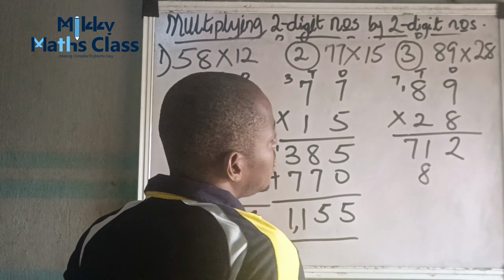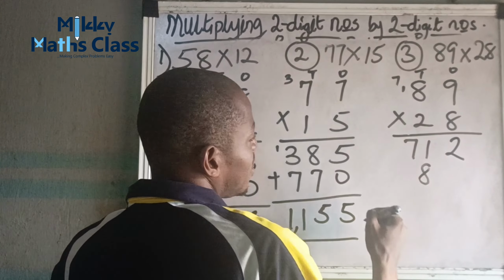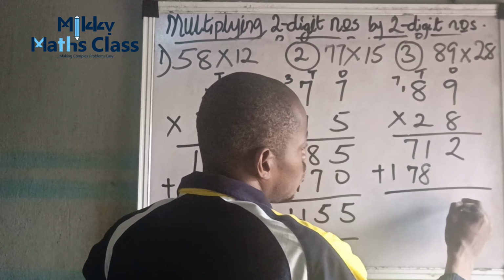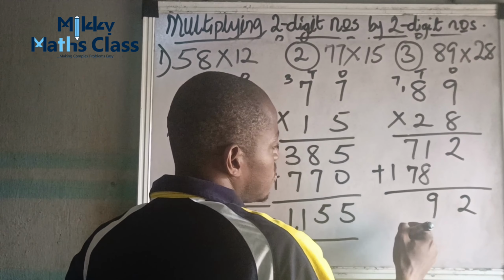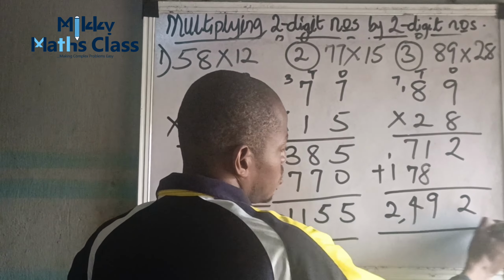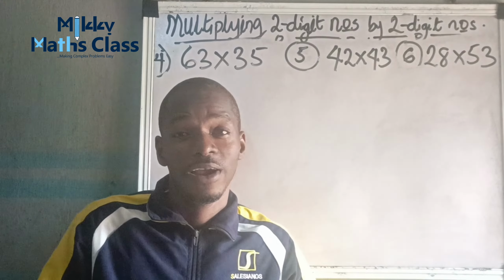So 2 times 9 is 18. 8, carry 1. 2 times 8 is 16, plus this 1 that we carried, that's 17. So add them together. You have 2. 1 plus 8, that's 9. 7 plus 7, that's 14. Carry 1. 1 plus 1, that's 2. So that's 2,492. All right, let's go further.